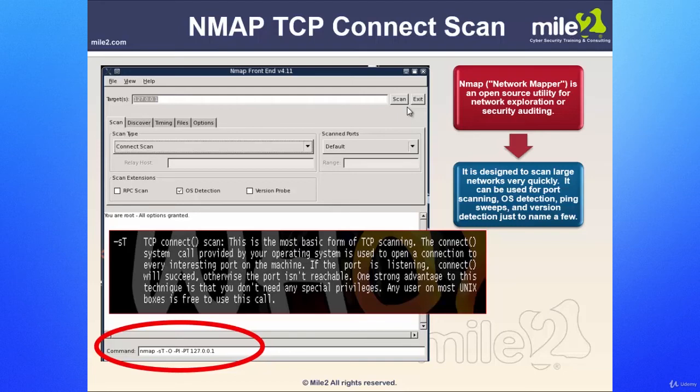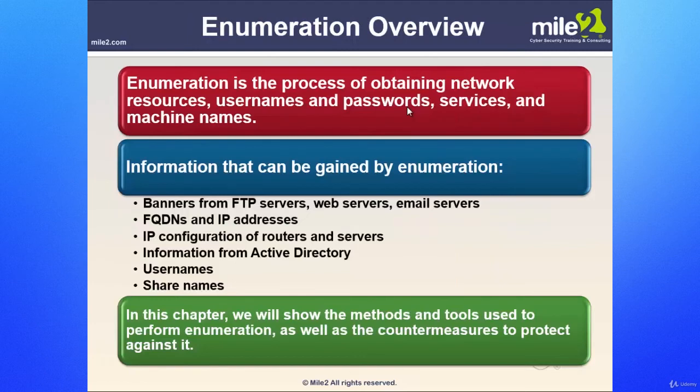All right, very good. Let's go ahead and hop on into the next section, which is going to be the enumeration side of things. So here we're going to be looking into enumeration, which is basically the process of obtaining network resources, usernames and passwords, services, and machine names. Information can be gained by enumerating banners, also referred to as banner grabbing, from FTP servers, web servers, and email servers.